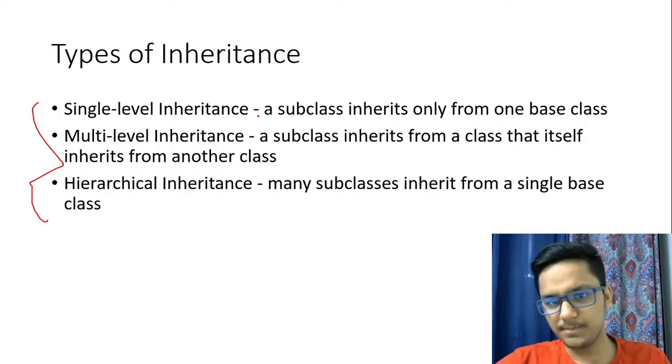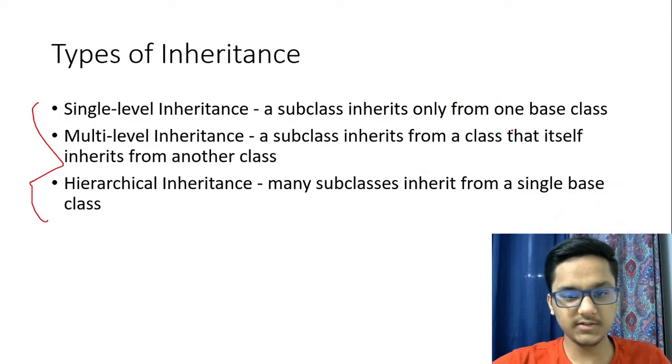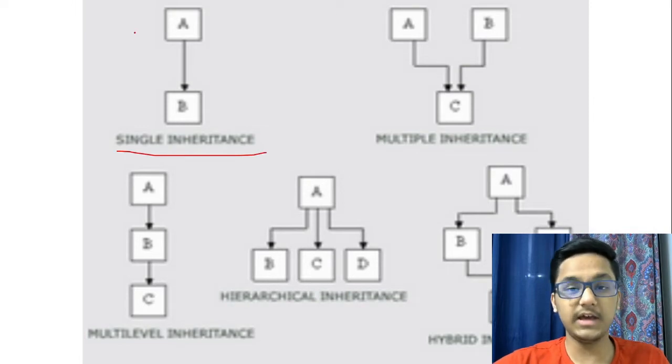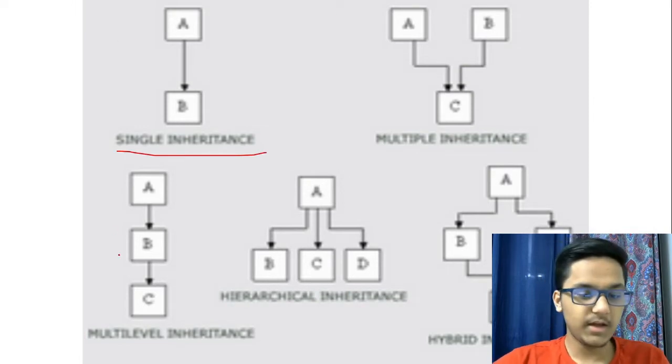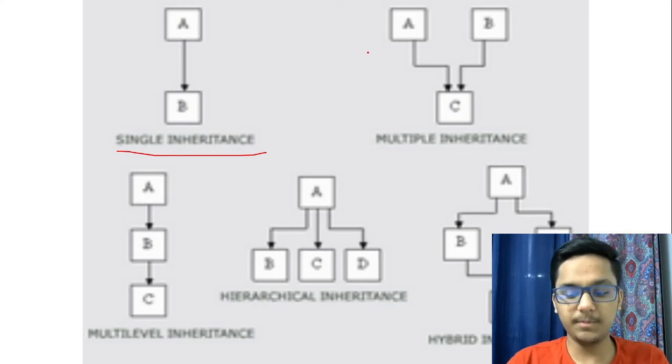So first we have a simple inheritance. So like this example, this is a simple inheritance in which a child class inherits properties from its parent class. So this is single inheritance. A class B inherits properties of class A. Multiple inheritance is when the child has multiple parents.